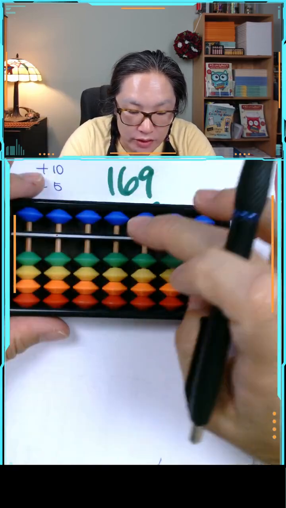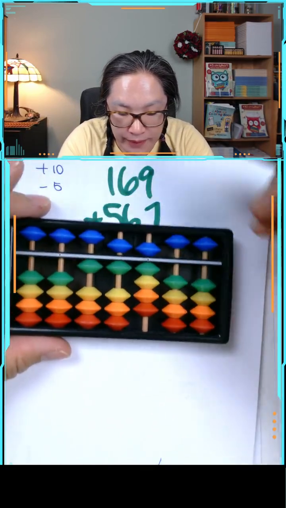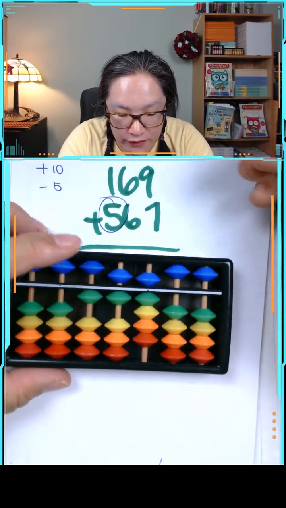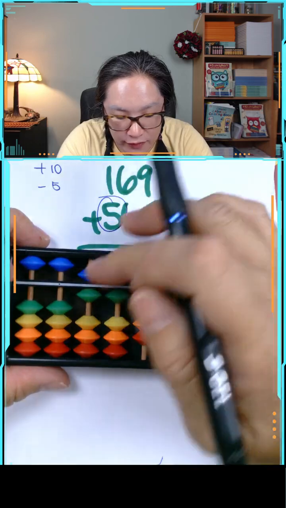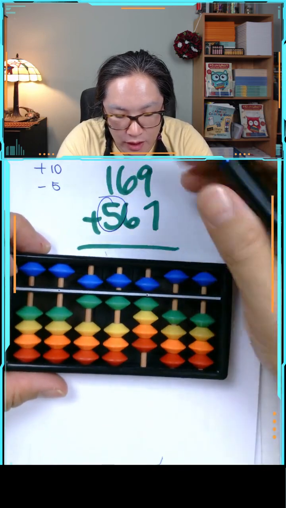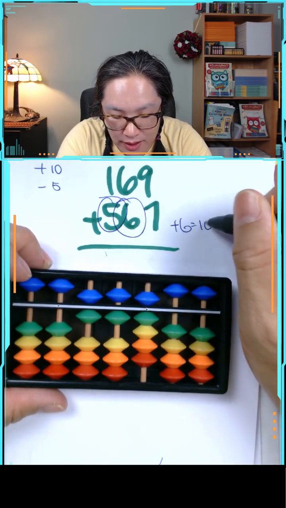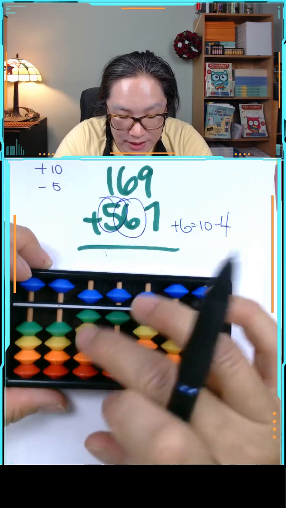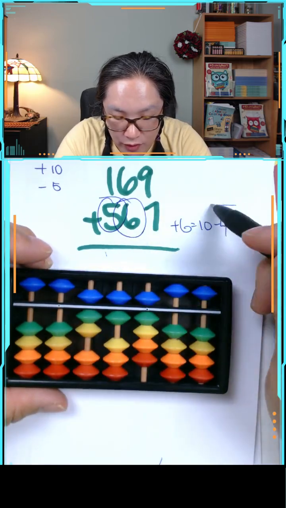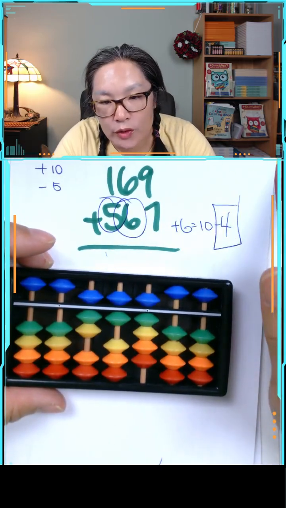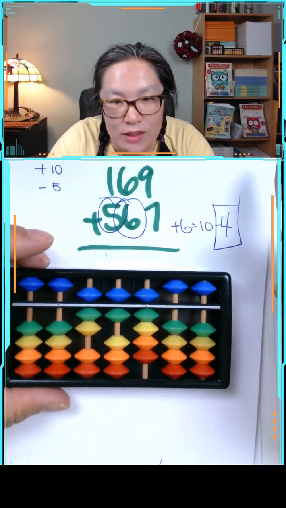So we have 100, 1, 6, 9. We want to add the 5. Adding in the 5, there's enough, right? So I add the 5. We see that? I want to add the 6. We cannot add the 6. We need to plus the 10 minus the 4. So plus the 10 minus the 4. Can't minus the 4. What do we do?